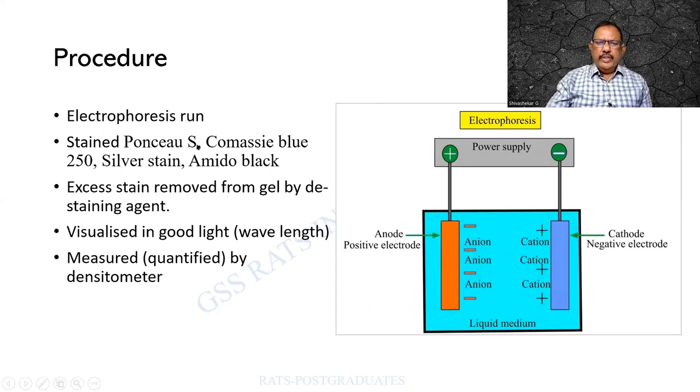So the procedure is you run the electrophoresis. The technician, or under your guidance, it is being done. And it is being stained with a series of stains. Any of these can be used. And the excess stain is removed from the gel by destaining. Just like in histopathology, you try to destain by means of acid, alcohol, or whatsoever. Similarly, there is a destaining agent for this. And it is visualized in good light and wavelength. The measurement can be done for quantification by a densitometer.